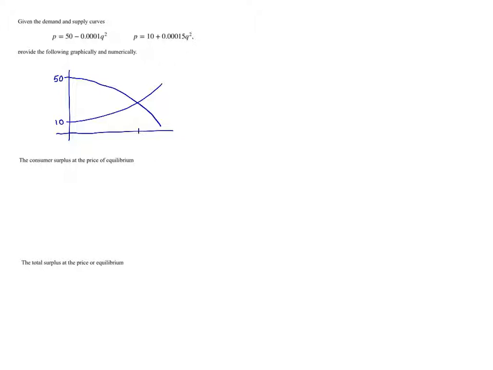And if we were to find the point of intersection, in this case, this would be the point of equilibrium, we would find that the quantity at equilibrium is 400 and that the price at equilibrium is 34.